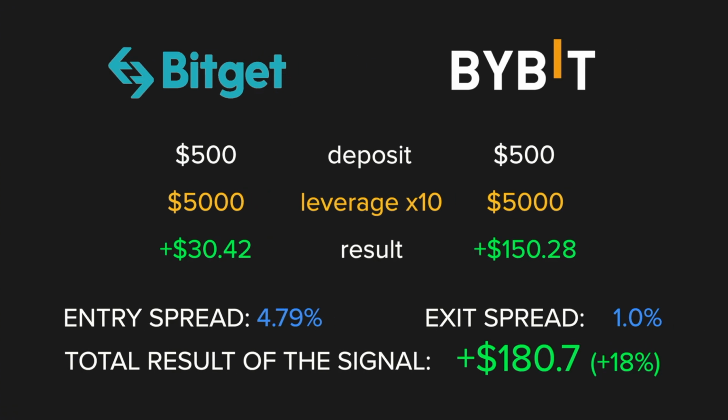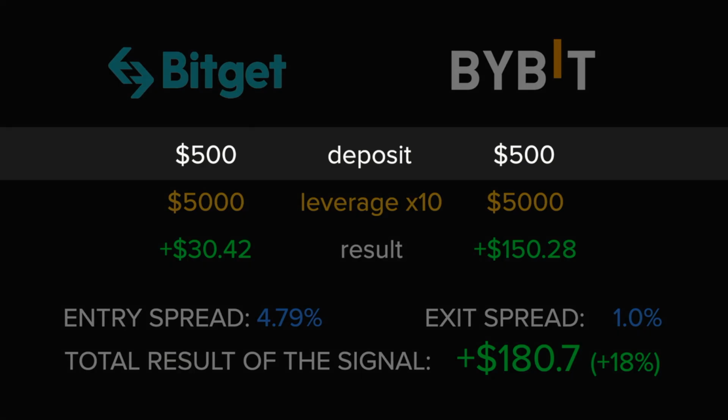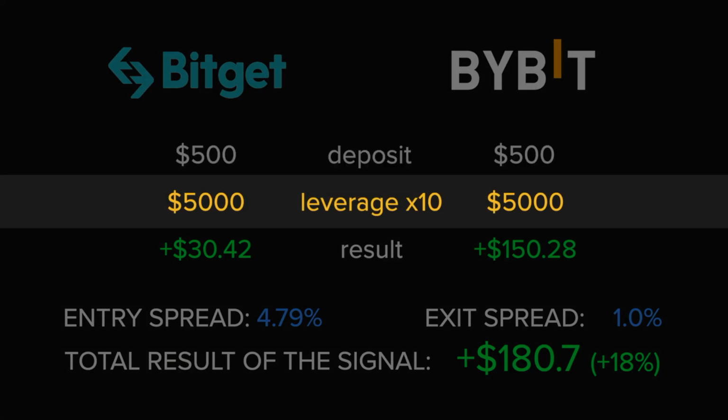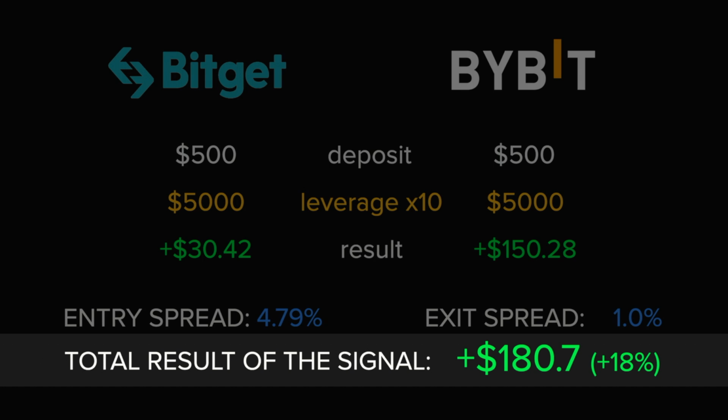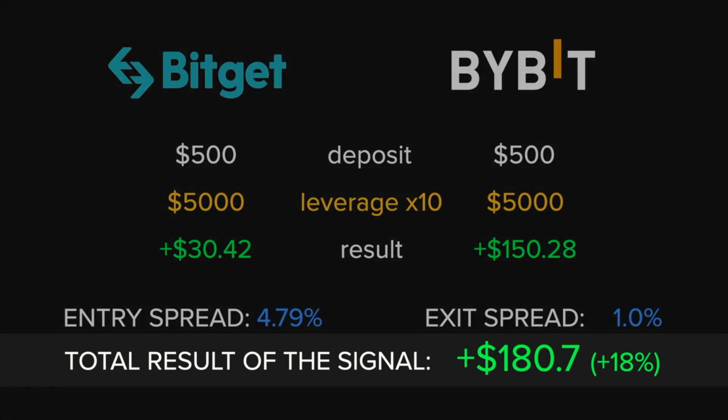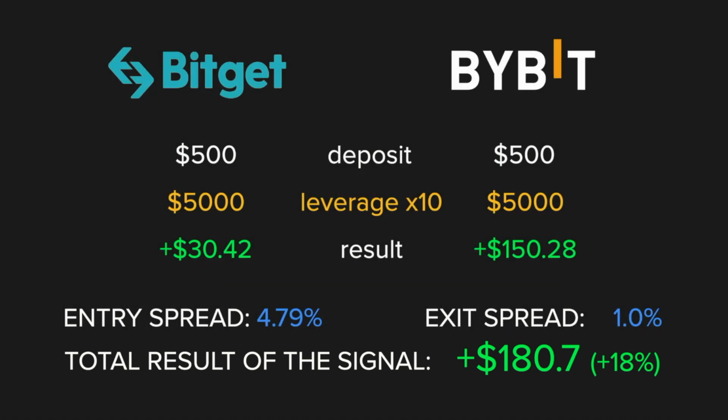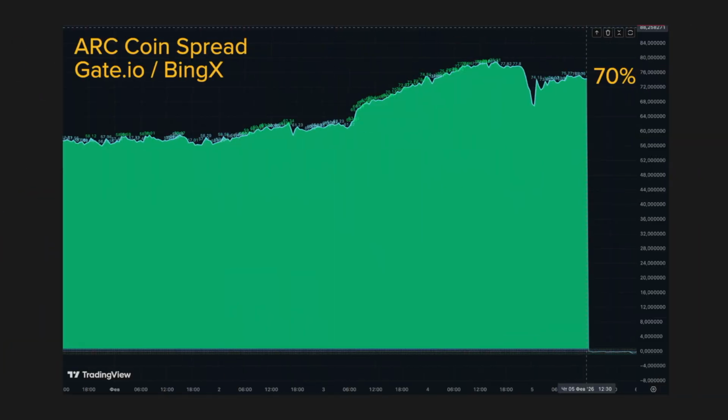Trade details. Deposits were also $500 each, entered with 10x leverage. The overall result of the pair was plus $180, which is plus 18% relative to the total deposit on both exchanges. Let's go over some special situations that can occasionally occur.